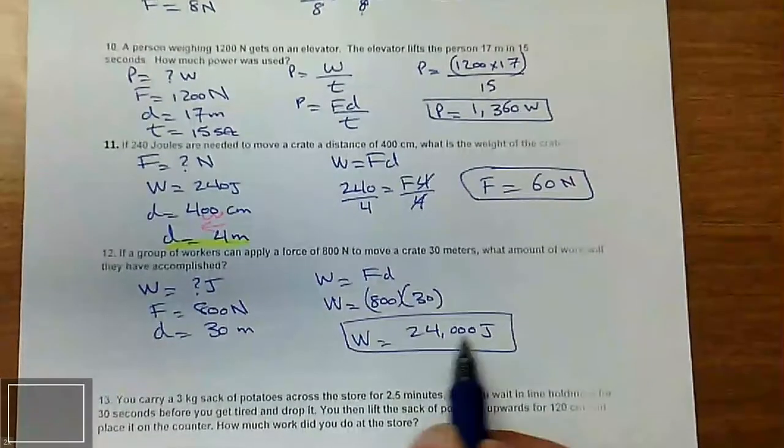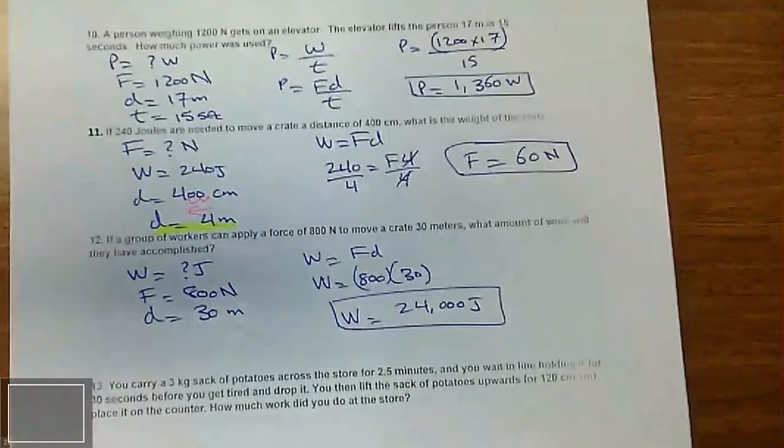When you're doing multiple choice, make sure to select the right amount of zeros and punch in the right amount of zeros as well in your calculators.